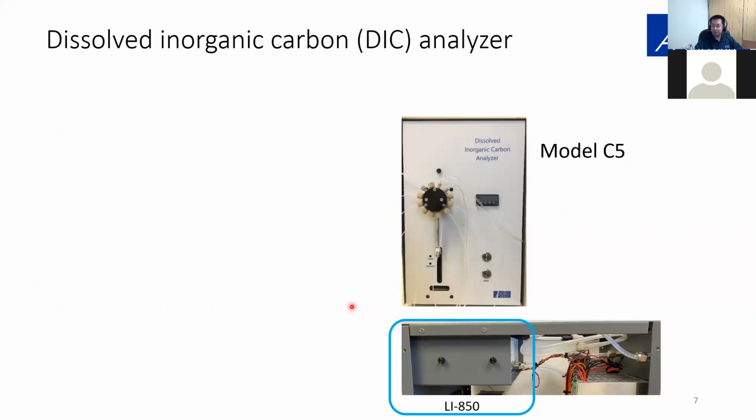This is the Model C5. It has the same case, but the LI-850 is small enough to fit on the inside. This is a view from the side, so the 850 is right over there. With this model, it's more compact and it costs less.